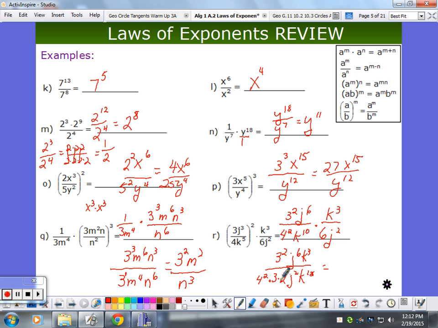So let's see. With the numbers, I can see a 3 squared and a 3. So there's 3 on top, right? And not on the bottom. Because the 3 goes here. And then I've got a 4 squared times a 2 on the bottom. I'm just dealing with numbers. 10.